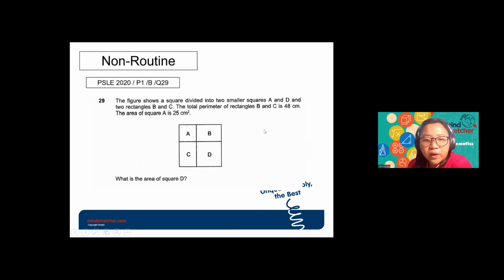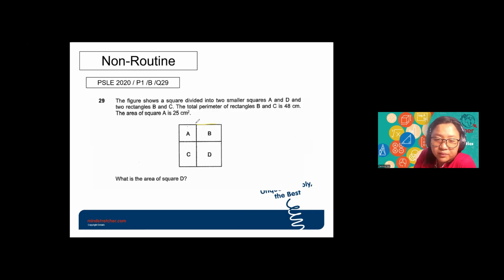This one, a square is divided into A and D, and there are two rectangles, B and C. This question talks about the perimeter of B and C. So maybe I just discuss a little bit. The perimeter of B and C.